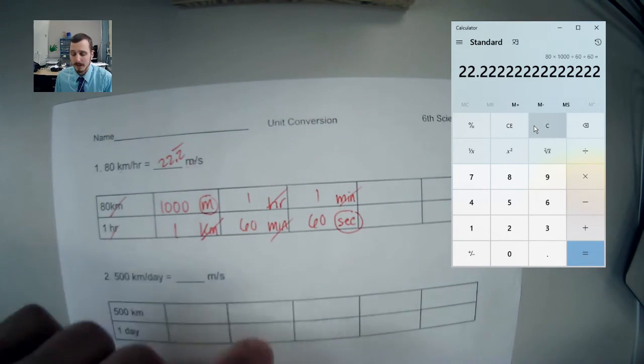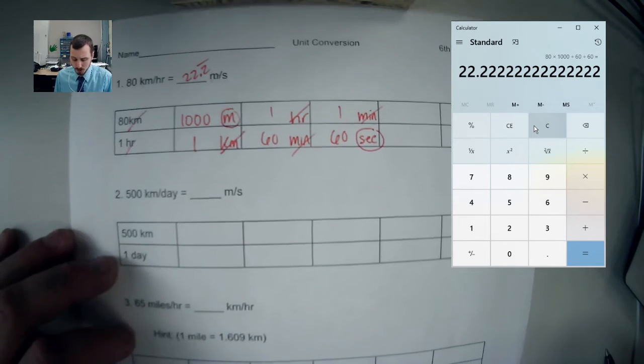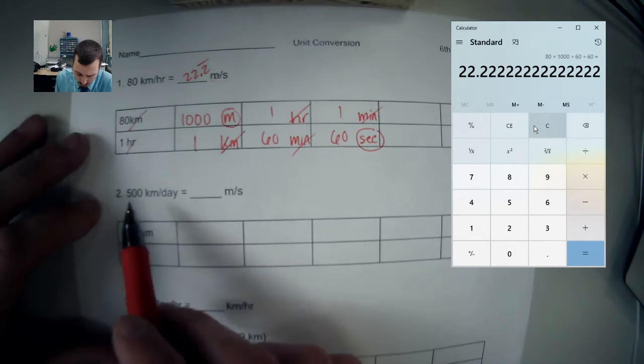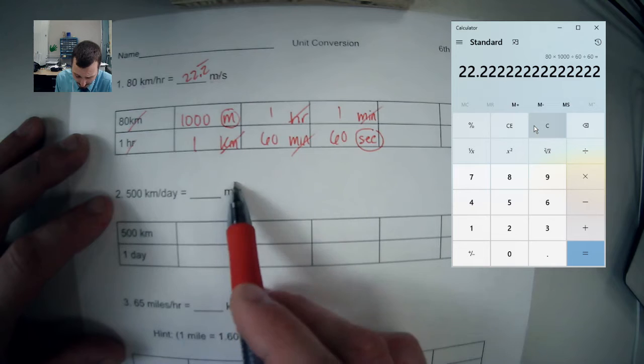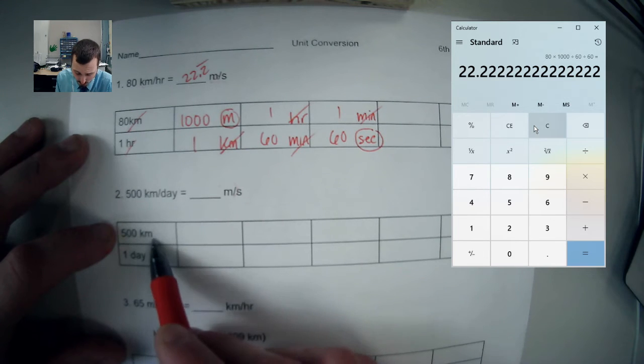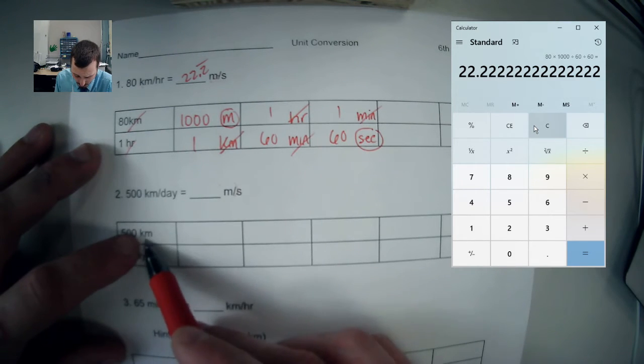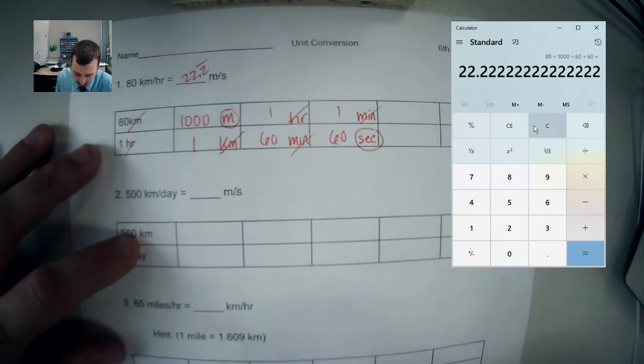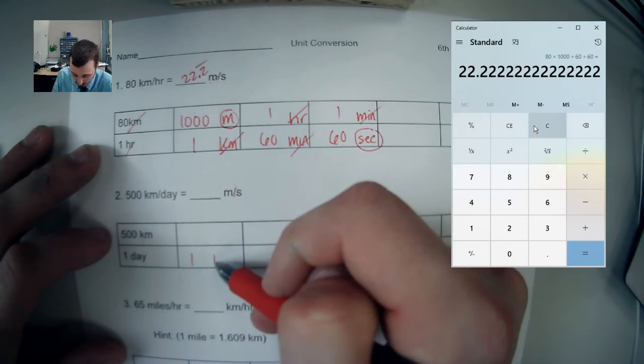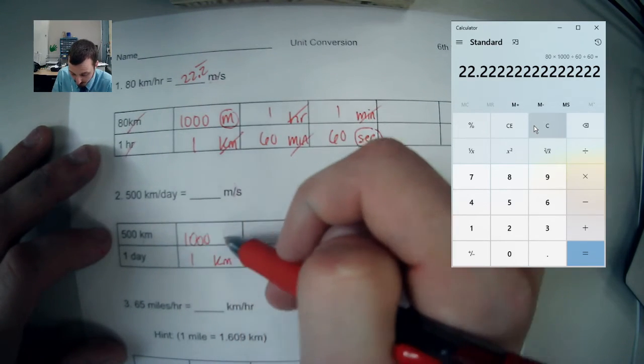All right, and that's meters per second. Let's do another one. If I have 500 kilometers per day, how many meters per second is that? So again, we can convert. I'm going to start with getting rid of these kilometers and making it meters. That's the same step as we had last time. So we know 1 kilometer is 1,000 meters.